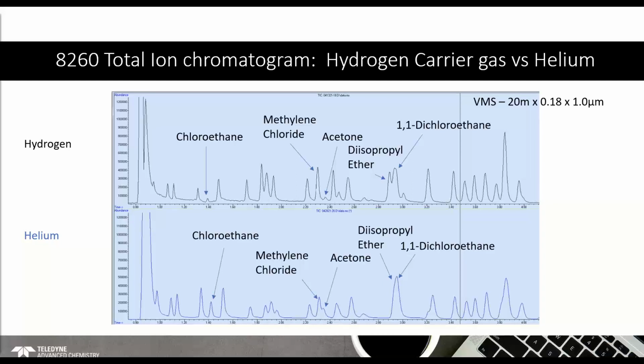With a quick comparison of hydrogen versus helium TIC, you will likely notice hydrogen has a slightly shorter retention time and lower response, but is still able to provide sharp peaks. We see some separation with methylene chloride and acetone and coelution with diisopropyl ether and 1,1-dichloroethane. As I mentioned previously, because hydrogen is a reactive gas, we see less response with some target compounds like chloroethane.